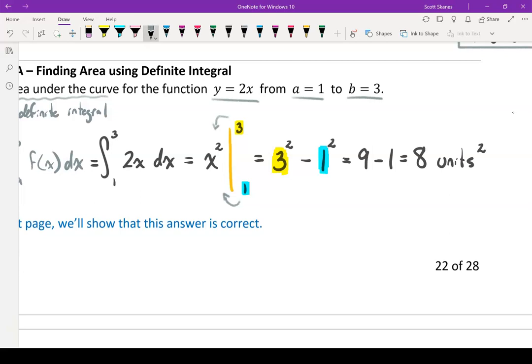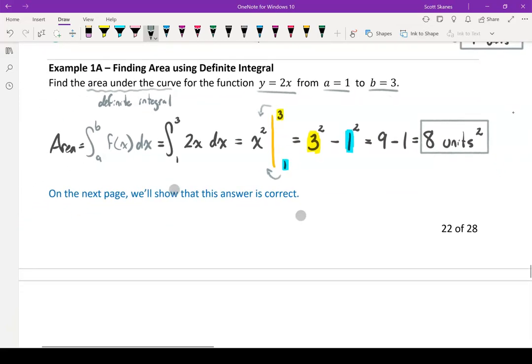So we don't know how big these units are. Maybe they're meters squared, maybe they're centimeters squared. We don't know. But apparently this function, 2x, is going to have an area under the curve of 8 units squared. And I'm going to go ahead on the next page, example 1b, and show that this result does make sense for this function, but I'm going to show it visually.